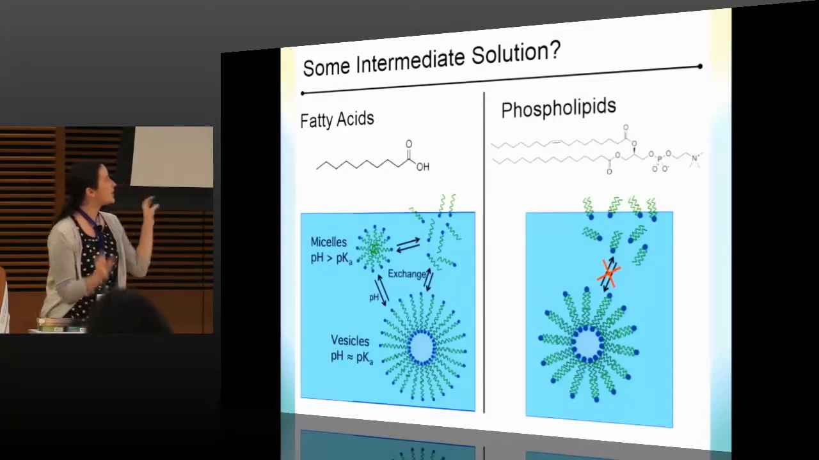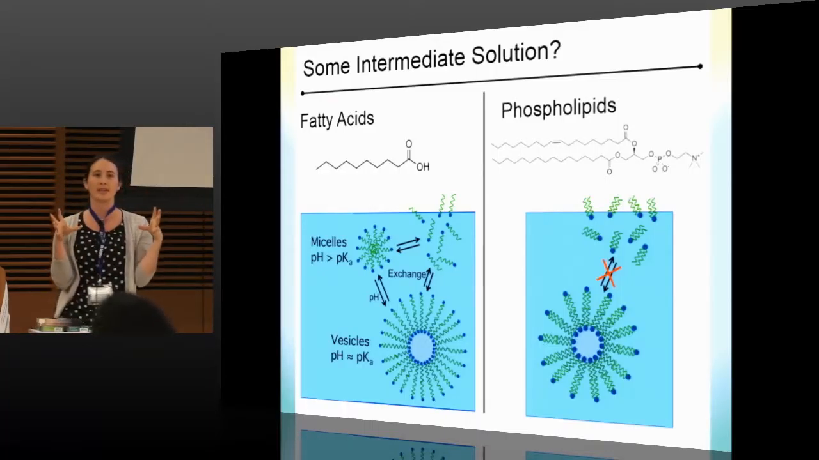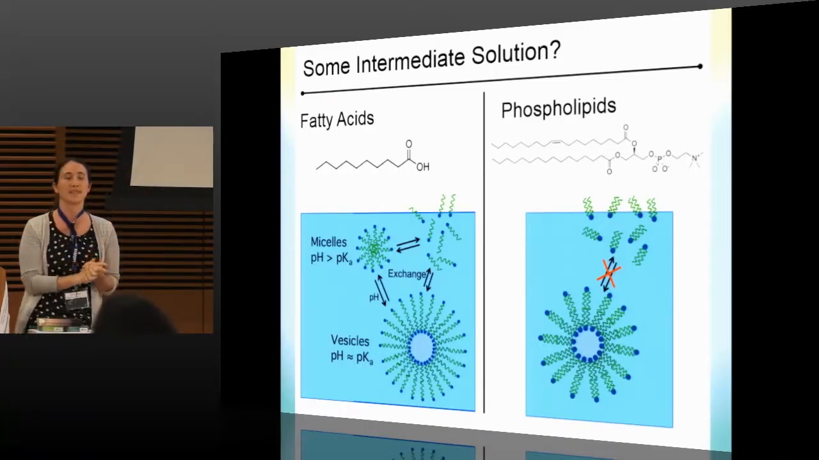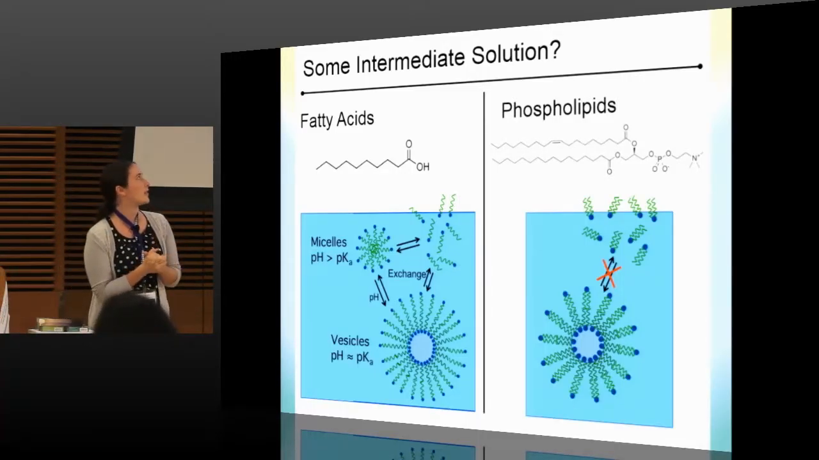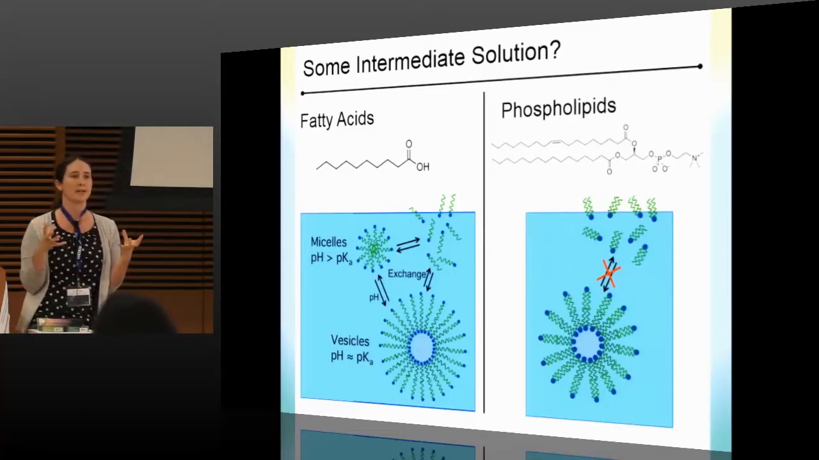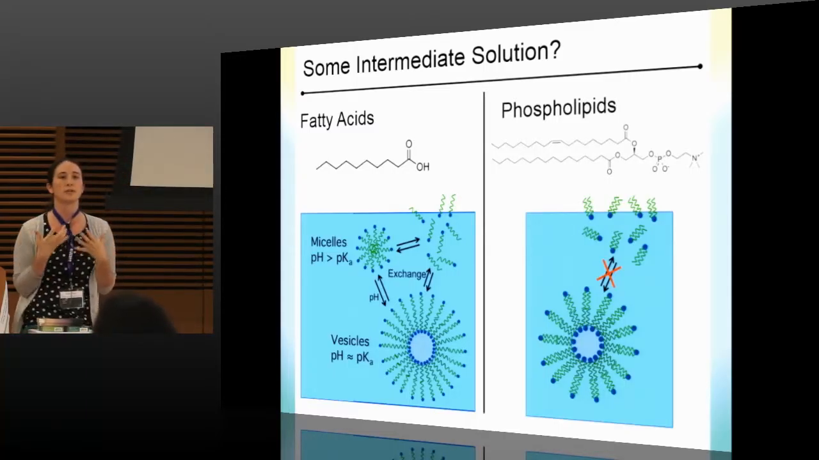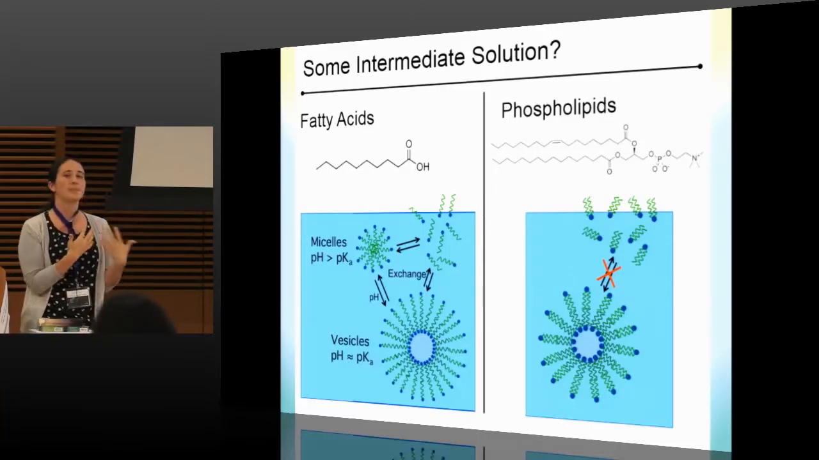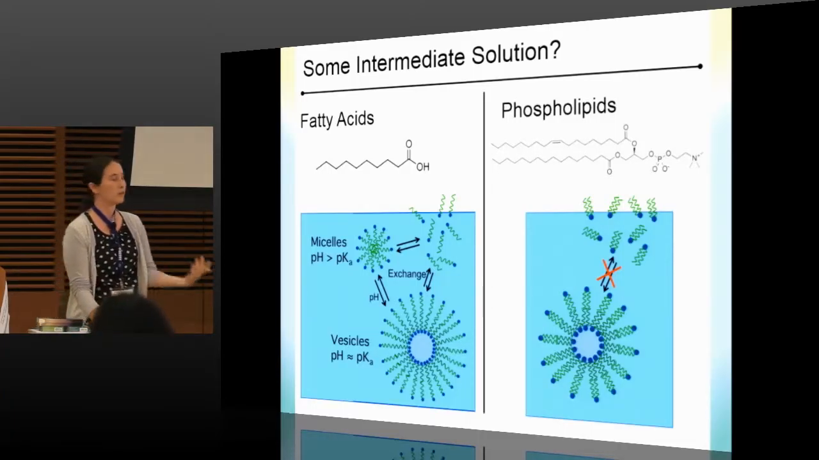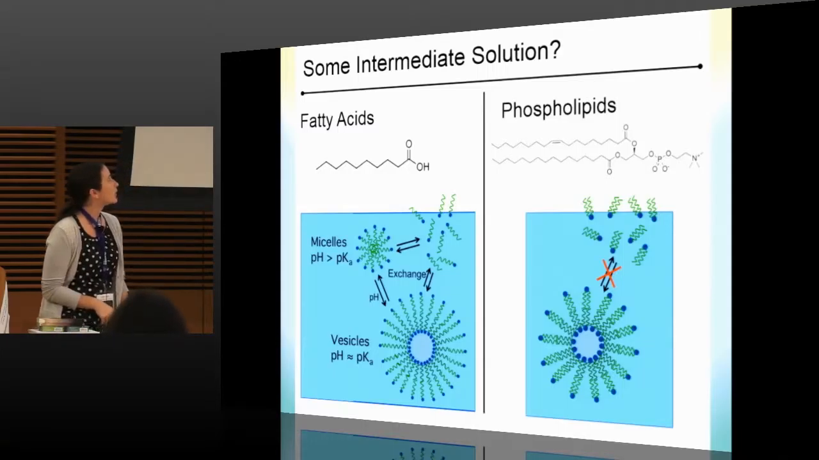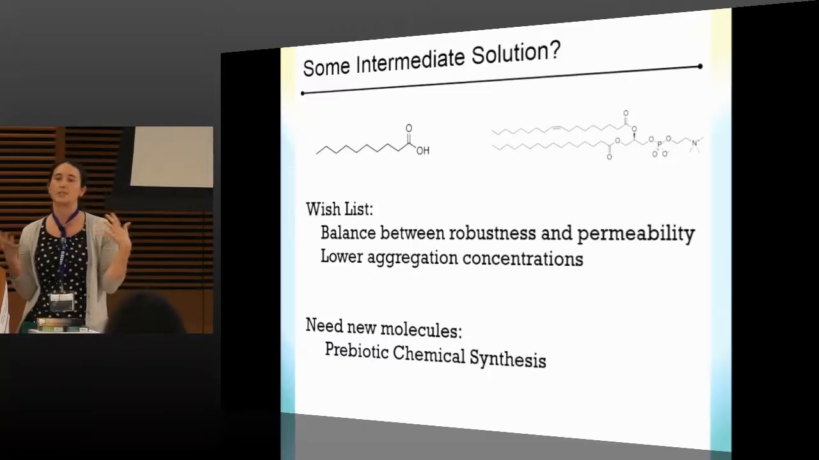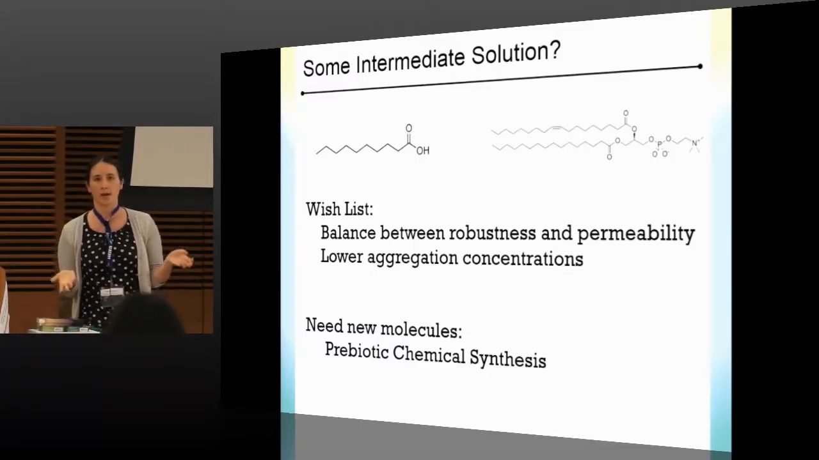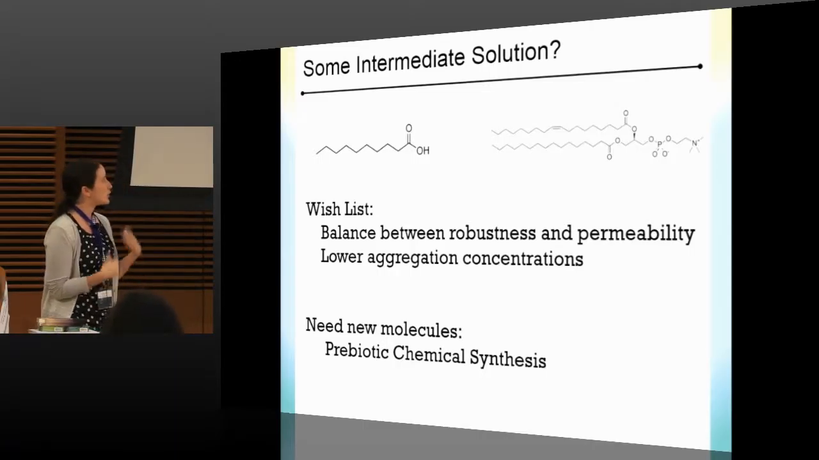And so we sort of have these two options. We've got the fatty acids, which can make these things, but they're relatively fragile. They require very specific environmental conditions, and if you have too much salt, they'll fall apart. Phospholipids, on the other hand, are very robust, but they're almost too robust, because if you don't have the biological inclusions of modern life, you're not going to get much permeability and no exchange of information with the environment. And so we kind of want to look for something that's an intermediate solution between the two. So we want a balance between robustness and permeability, and we want a lower aggregation concentration than the fatty acids had. And so to do that, we have to come up with prebiotic chemical synthesis.